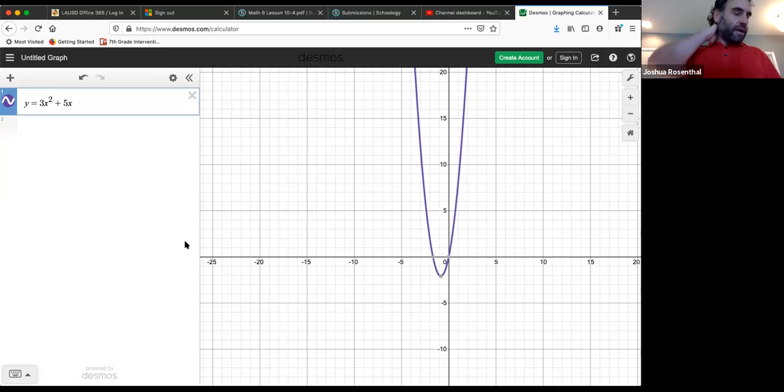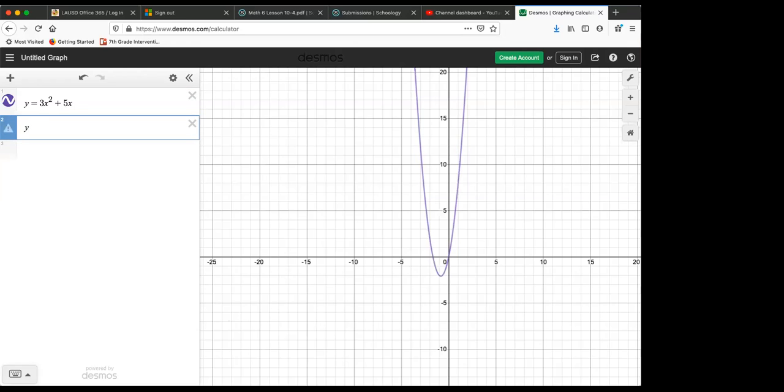Now look at the form here. 3x squared plus 5x. What if I were to factor that? Get x in common.